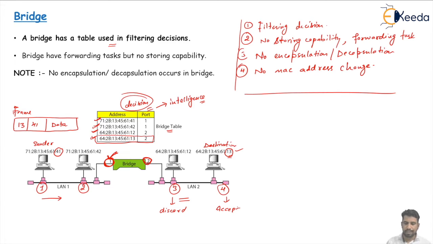Okay, so these are the main points in the bridge we discussed, similar to the switch. But in a bridge we find a type of problem that we call the loop problem. What is that loop problem?